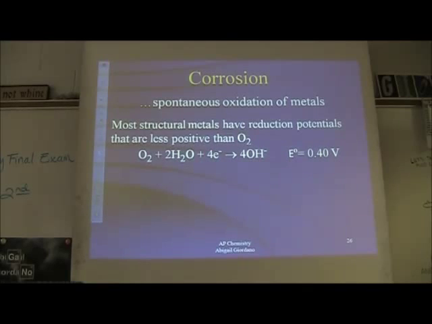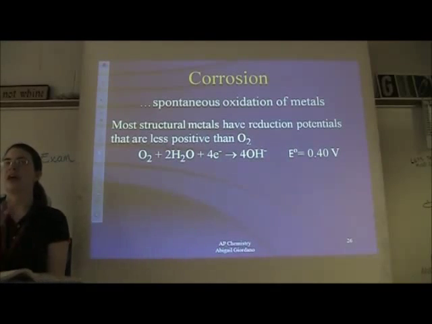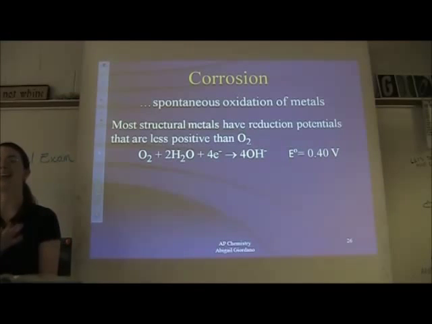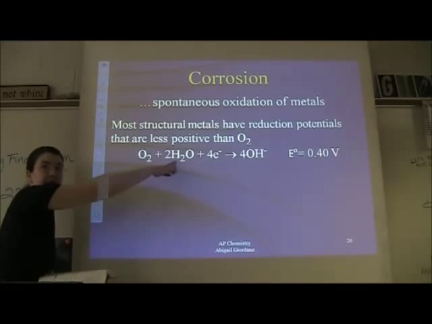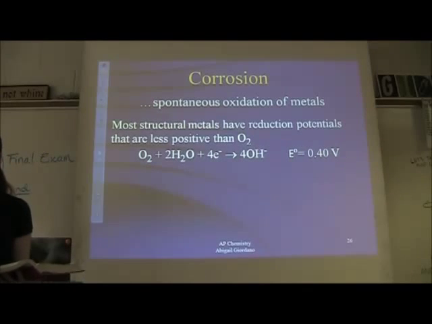Give me one example of a metal that will react with oxygen. Nickel, iron, lead. These are metals that if they are exposed to the air, which has this in it and this, will spontaneously corrode.